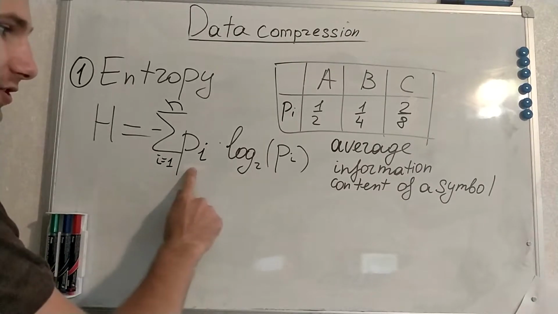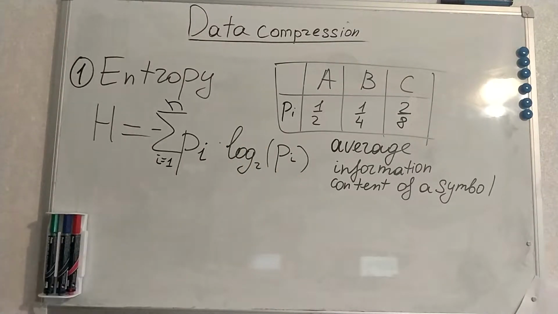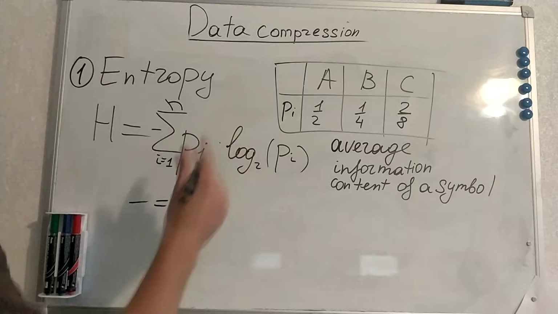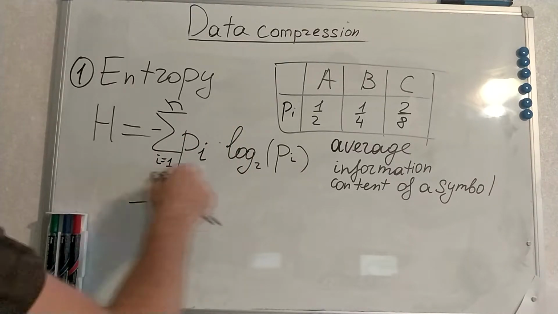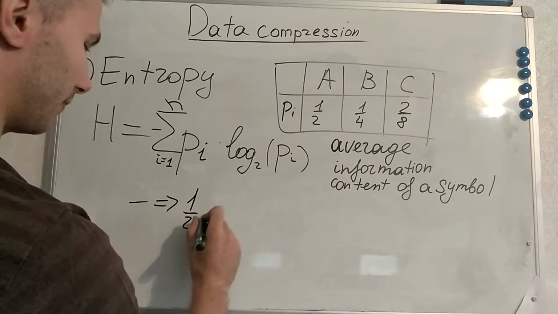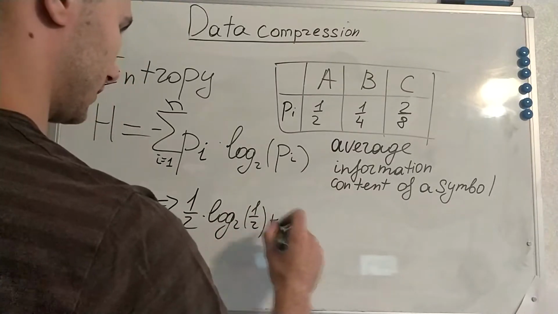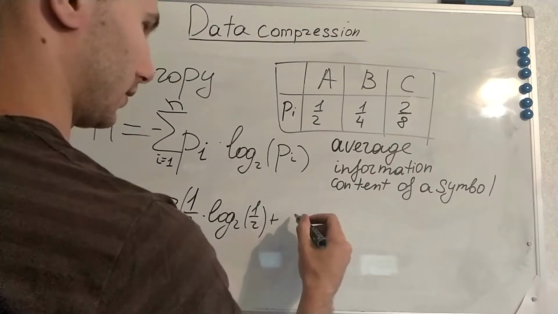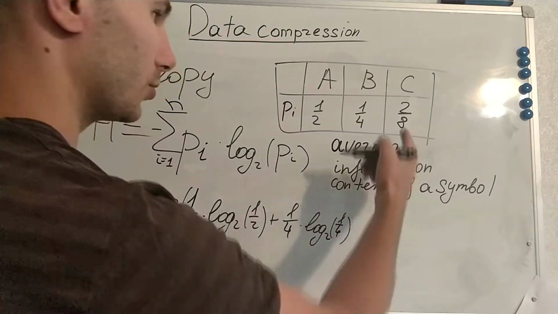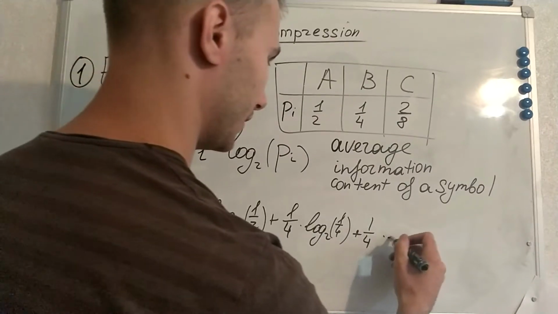Here we have the probability of a symbol multiplied by the second logarithm of the probability of the symbol once again. And at the end we have to use minus here. To calculate the entropy of the given sequence for these symbols, we have to do the following: 1/2 multiplied by log 2 of 1/2, plus 1/4 multiplied by log 2 of 1/4. 2/8 can also be represented as 1/4, right?